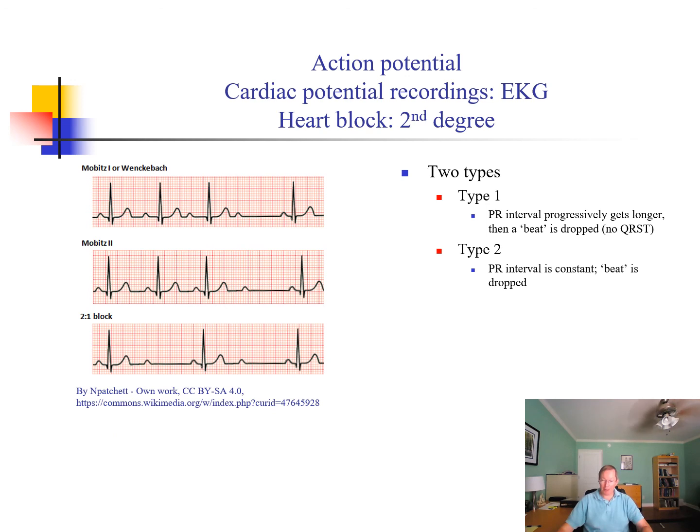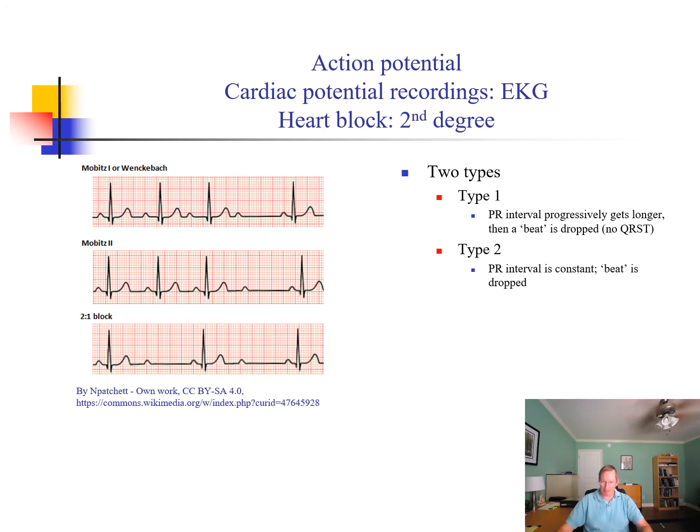There's a possibility of having a second degree block, but it comes in two different types. A Mobitz type 1 block, I'll have the PR interval get longer and longer, and then I will drop a beat. So second degree heart block, I drop a beat. But the PR interval in type 1 gets longer, but in type 2, it's the same. It stays constant, and then I just drop a beat.